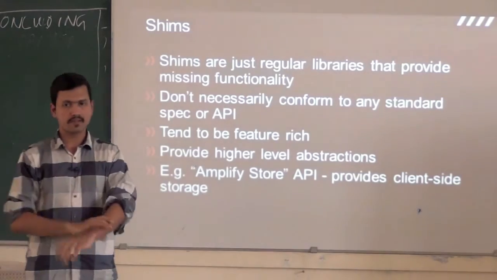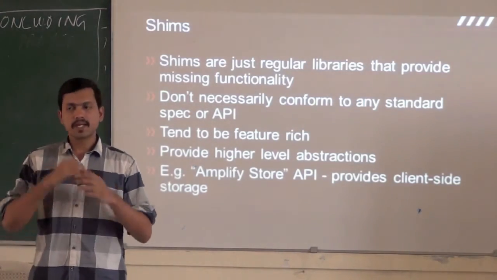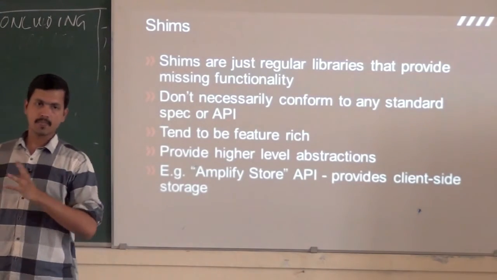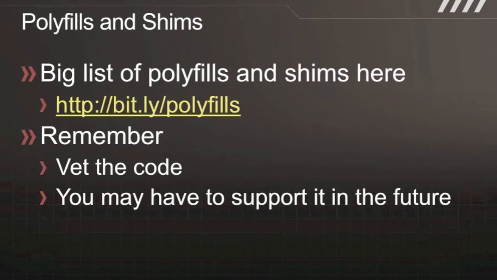So it'll use whatever is available. So if DOM storage is available, it'll use that. If IndexedDB is available, it'll use that. But it has its own API. It's not a W3C API, right? So that's what we mean when we say shims.